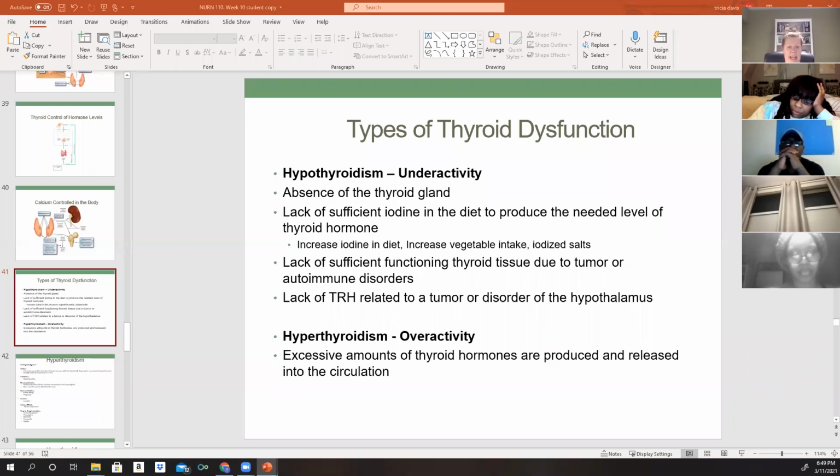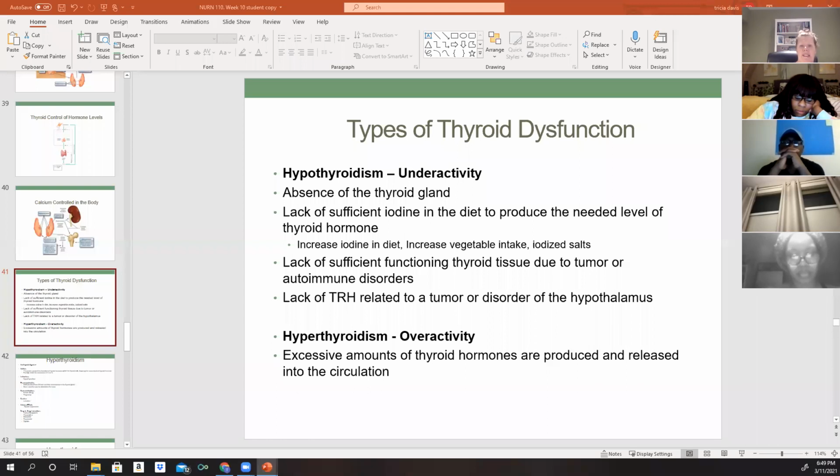You could have lack of sufficient iodine in your diet, which is needed to produce certain thyroid hormones. You could have lack of sufficient functioning of surrounding thyroid tissue. This could come from certain autoimmune disorders or any kind of tumor. And then you could have a lack of TRH, which is also related to a tumor or any kind of disorder in the hypothalamus.